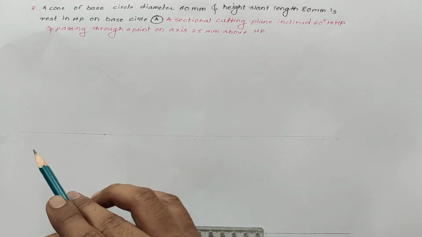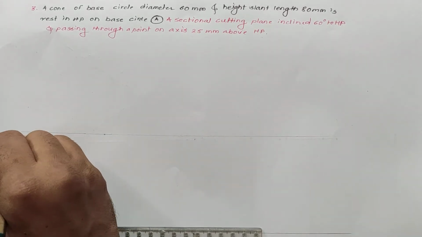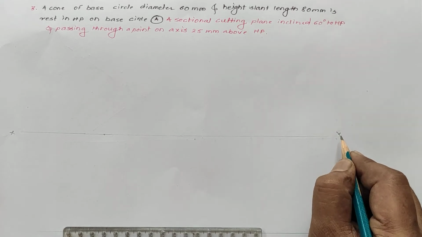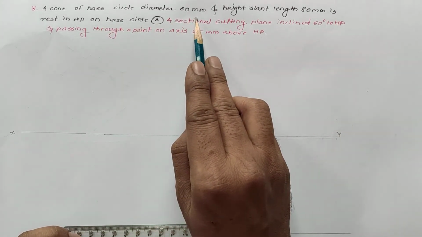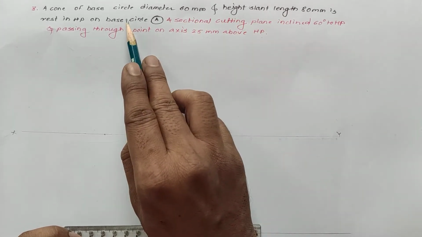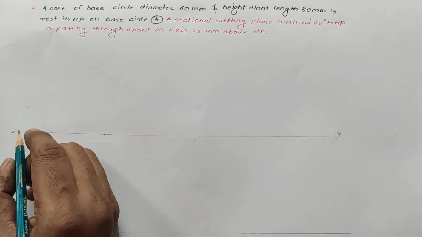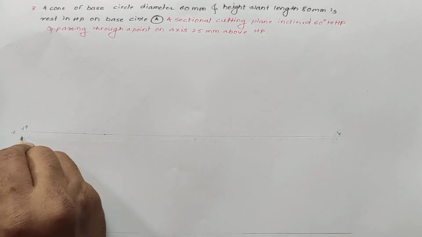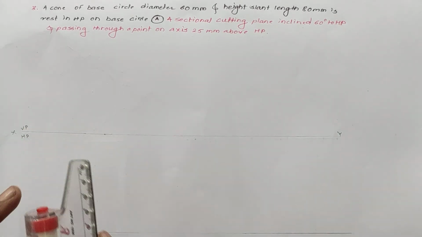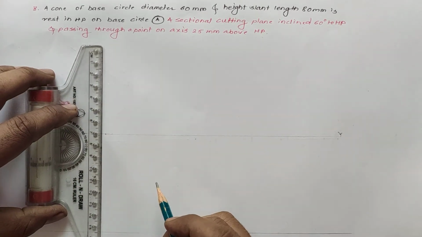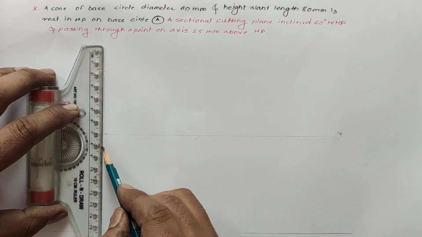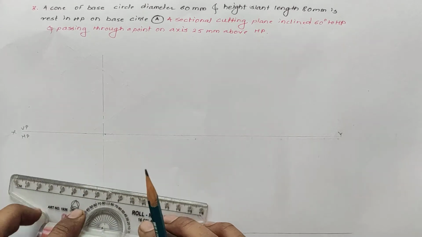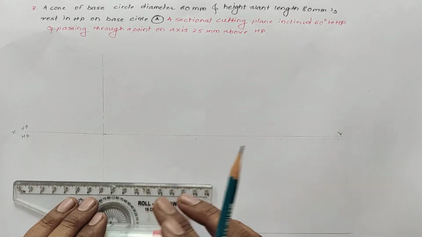Initially draw the XY line, then position a cone with base circle diameter 60 mm. The cone is resting on the horizontal plane. Mention the vertical plane and horizontal plane here. Draw the vertical line, the vertical axis, and the horizontal axis.